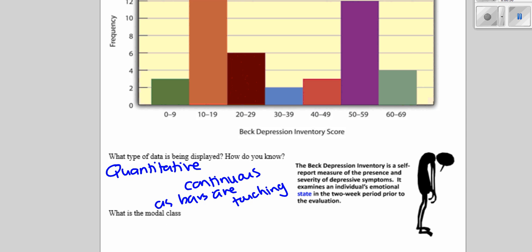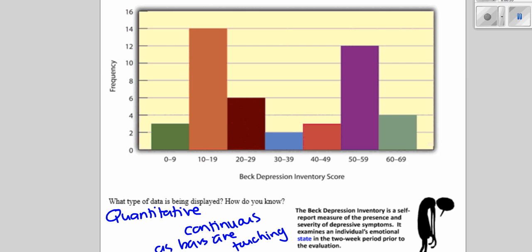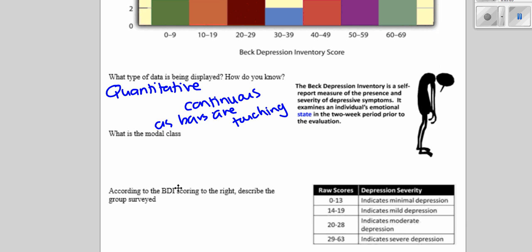Okay, and what is the modal class? That's nice and easy. 10 to 19. How do you know? It's the one that occurs most often. It's got the highest bar. So highest frequency, 10 to 19.